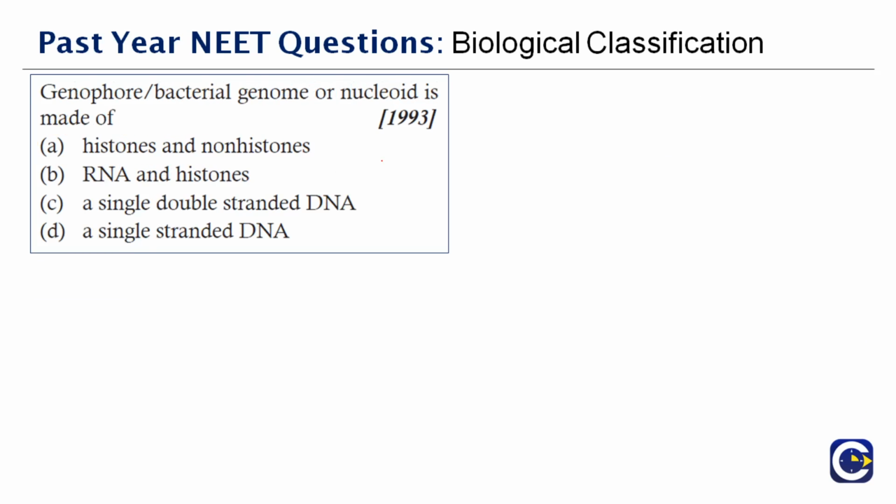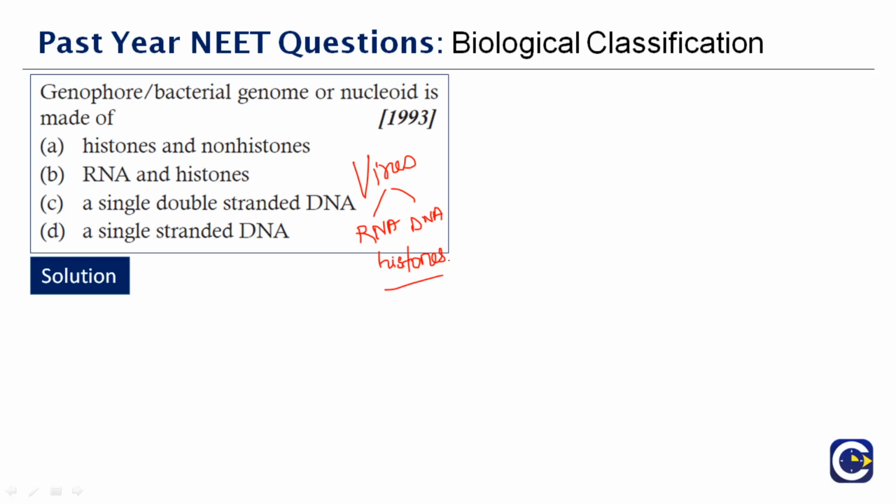Next question here. Genophore or bacterial genome or nucleoid is made up of dash. What is the bacterial genome or nucleoid made up of? We all know that when we talk about a virus, it has either RNA or DNA. But a bacterium has a single double-stranded DNA. The bacterial genome or nucleoid is made up of a singular circular double-stranded DNA without the histone protein, as it is a prokaryotic organism. Since they are prokaryotes, histones are not present.